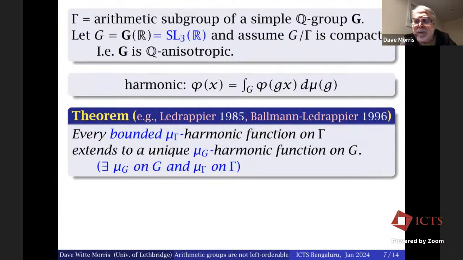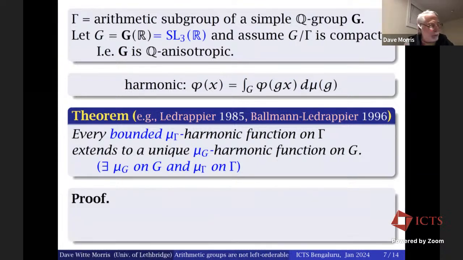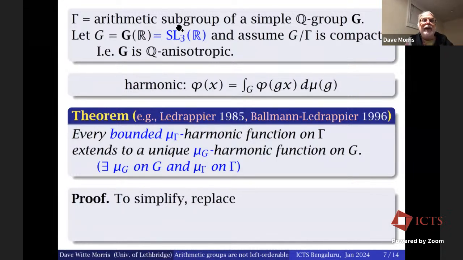And one of the main things I want to do today is just talk about the idea of the proof of this theorem. It's an ingredient in the Hurtado theorem, but it's the main thing I'm going to talk about today: why is it that harmonic functions on a subgroup extend to harmonic functions on the whole group. But to simplify the proof, to state this more easily, let me replace the real numbers with p-adic numbers. That makes the proof much easier.